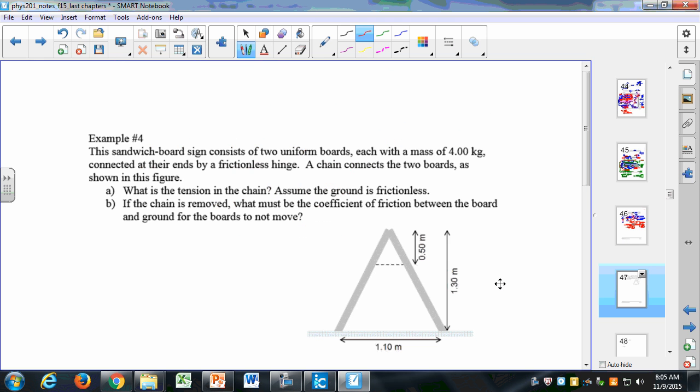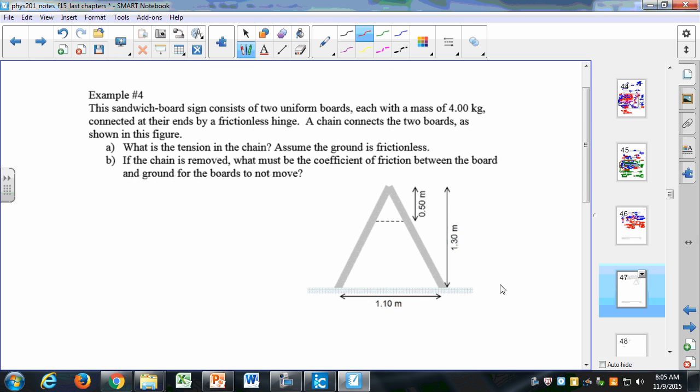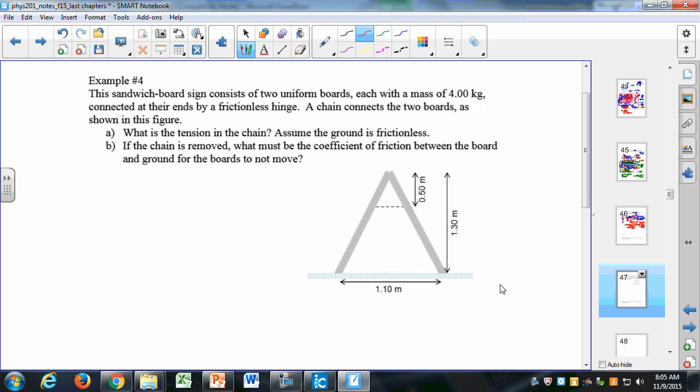So let's try this sandwich board sign. Here I have 2 uniform boards, and each has a mass of 4 kilograms, and they're connected on the ends by a frictionless hinge. So there's a hinge right here where they're connected. And then I have a chain that connects the 2 boards here. At the base, it's 1.1 meters, and the maximum height is 1.3 meters. First thing we want to do is just figure out some distances here. So I'm just going to draw a triangle.